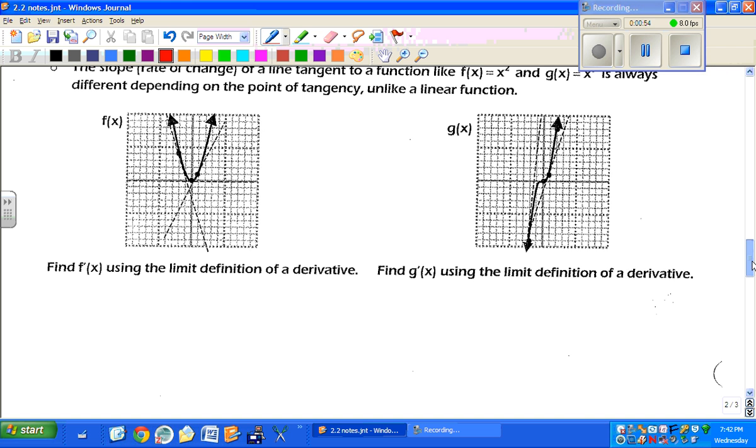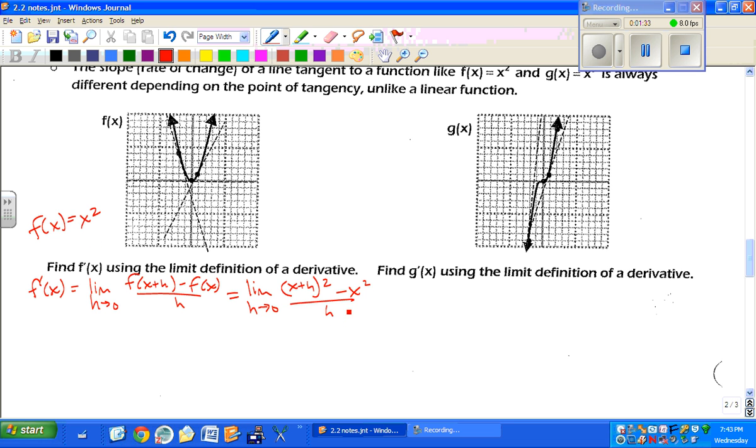Let's take a look at the basic quadratic function and see what happens when we get the derivative. So let's find the general derivative here. We're taking the limit as h approaches 0 of f of x plus h minus f of x all over h. Remember, our function here is just x squared. So we're taking the limit as h approaches 0 of x plus h squared. Remember, this whole thing in the parentheses takes the place of the x. Minus f of x, that's just our function, that's just x squared, all over h.